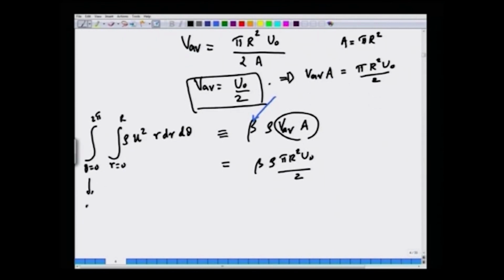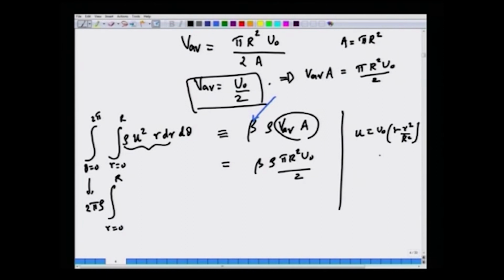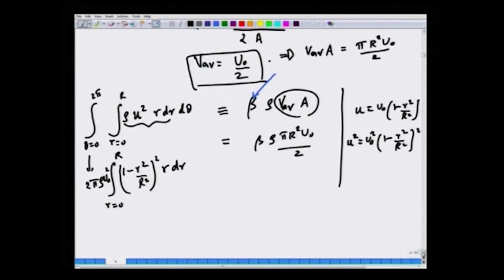Again the theta integral is straightforward because the integrand is independent of theta. So, r is 0 to R, rho is a constant, so I pull this out. Now, u is u naught times 1 minus r squared by R squared. So, u squared is u naught squared times 1 minus r squared by R squared whole squared. So, you have u naught squared times 1 minus r squared by R squared whole squared r dr. This is the integral we have to calculate.